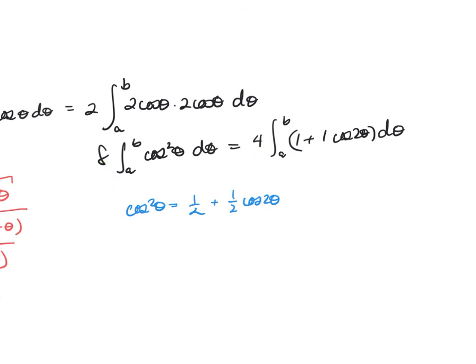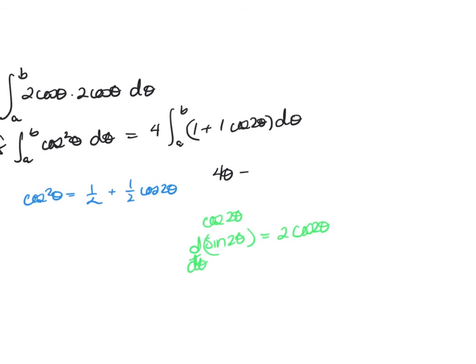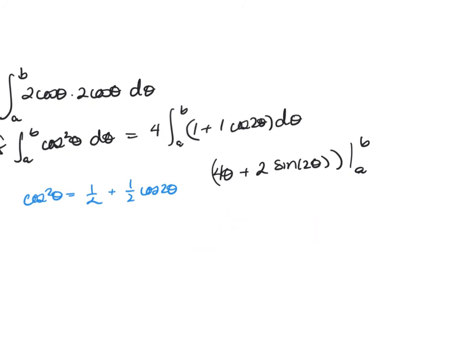Now this then becomes 4 theta, and then for the cosine of 2 theta, to get 2 theta, I must have started out with the sine of 2 theta, but the derivative of that would give me 2 the cosine of 2 theta. I'm missing the 2, so then this is going to be plus 4 times 1/2, so that's going to be 2 the sine of 2 theta, and then it would be evaluated from a to b.